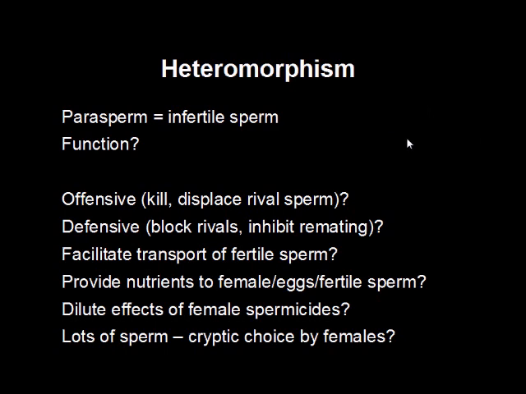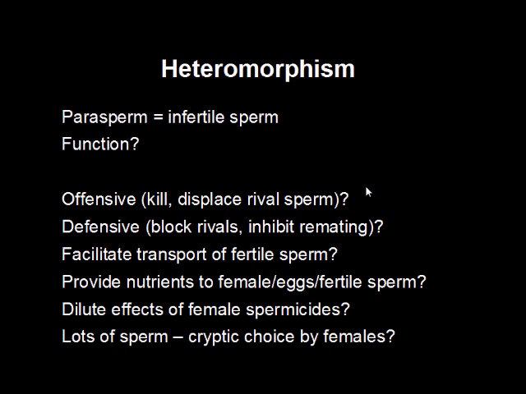maybe not totally clear and possibly very different in different species, but here are some of the basic potential functions of the parasperm, these infertile sperm. They could be offensive, so you may be killing or displacing the rival sperm. Maybe they're defensive, just there to block rival sperm and basically inhibit another male from mating with that female. Maybe they facilitate the fertile sperm getting transported to the egg. Maybe they provide nutrients to the female, the eggs, or the fertile sperm.